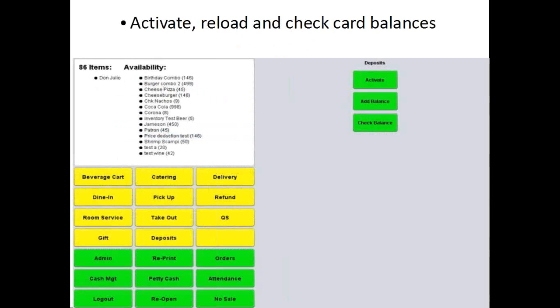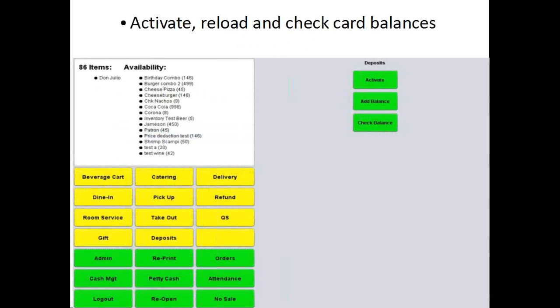On the right-hand side, you'll see the 3 buttons. It says activate, add balance, and check balance. So when you're first selling a card to someone, it's a brand new card, you want to do activate, and that'll open up a window, and you just put in the amount and the customer information, and then hit OK, and that card's activated.